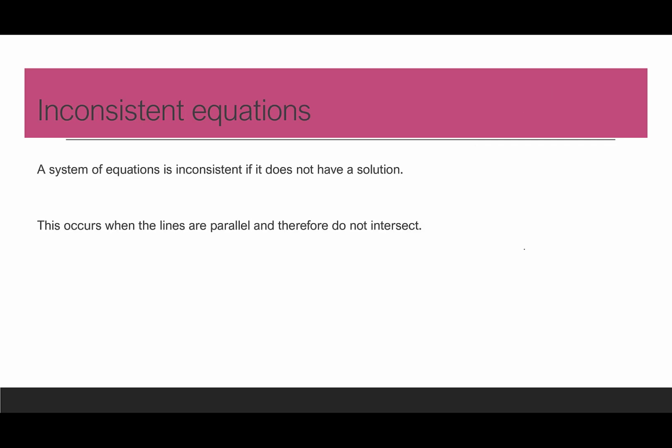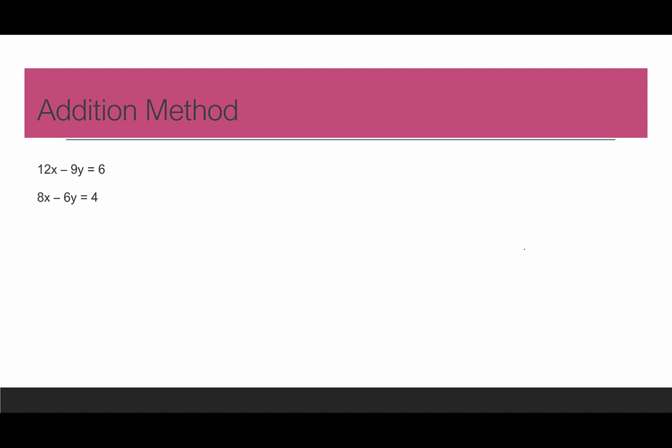So let's write that out. A system of equations is inconsistent if it does not have a solution. This occurs when lines are parallel and therefore never intersect. Let's try that again with the addition method.